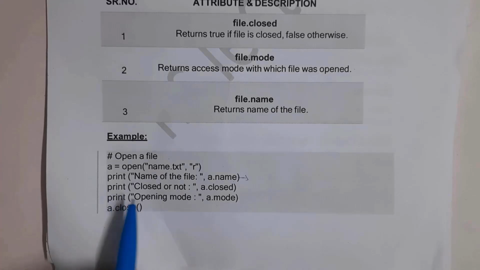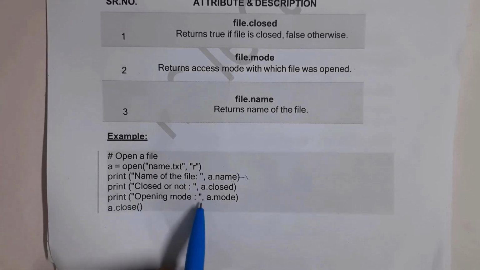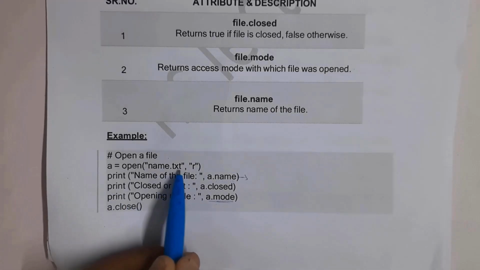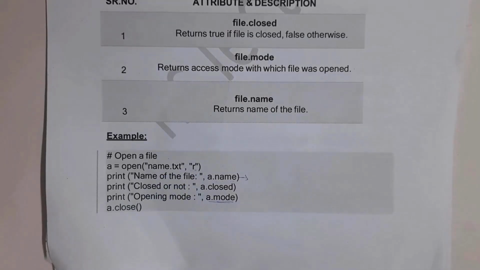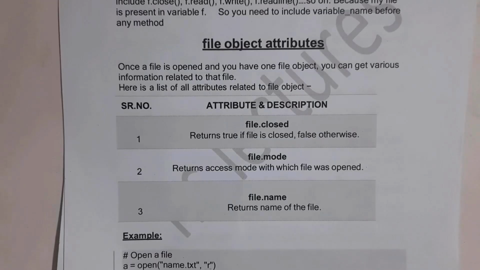And next I wrote print opening mode in quotations, comma a.mode. I opened this text file in read mode, so I will get output R. These are the three file object attributes.